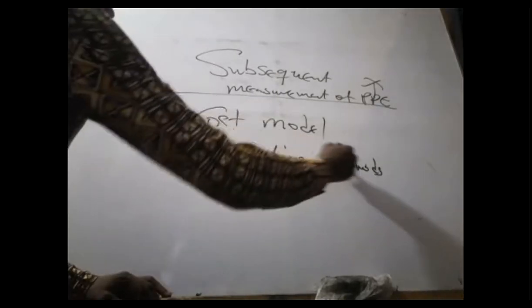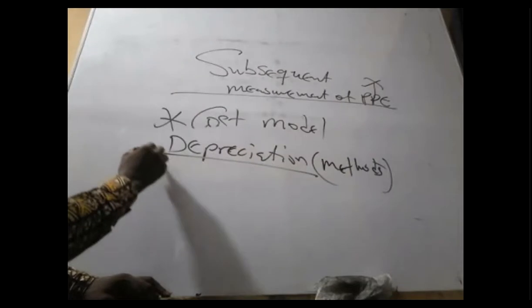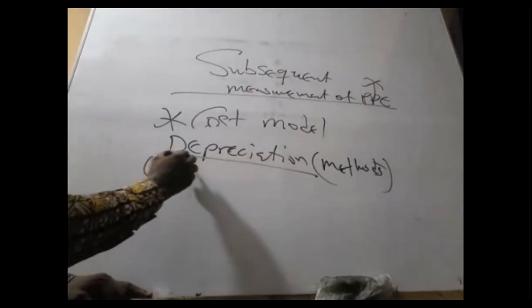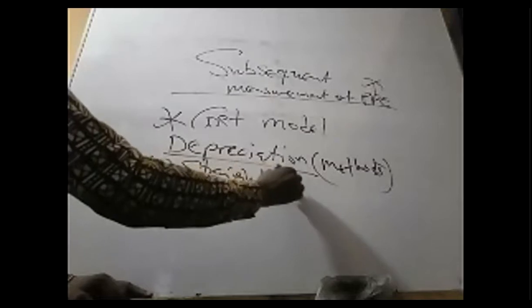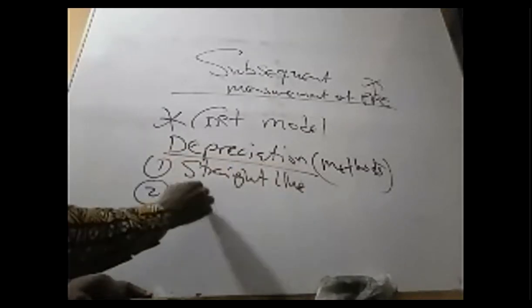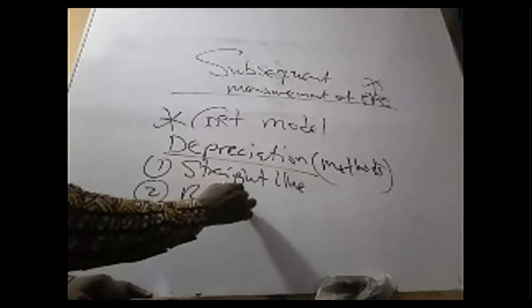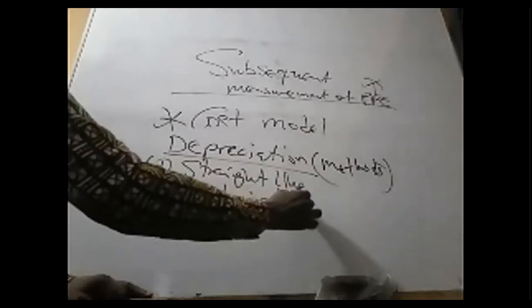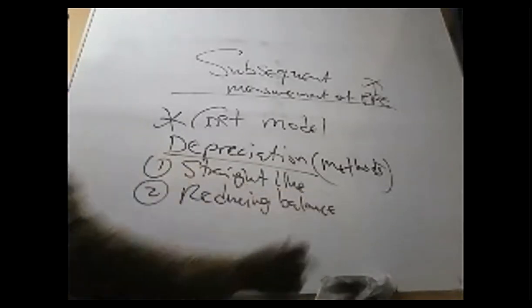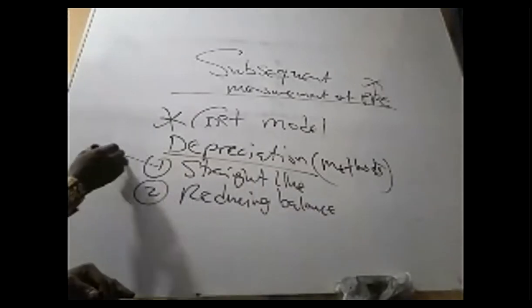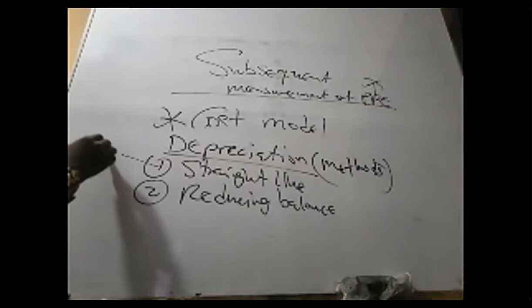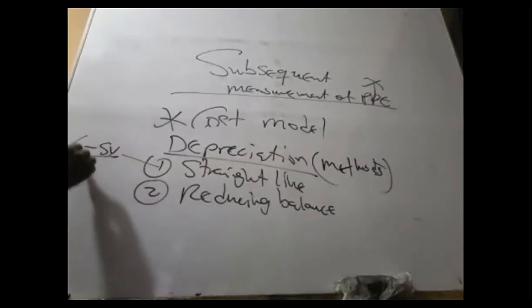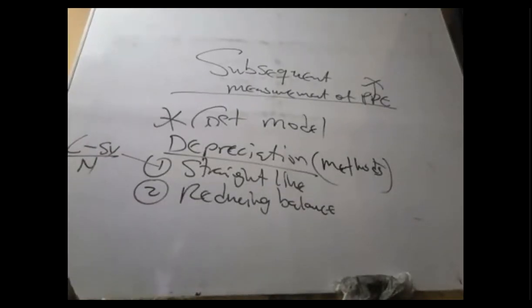Number 1, up to 5. We have the straight line method. 2, we have the reducing balance. So we should know how to calculate depreciation using the straight line: the cost of the asset less the scrap value, all over the number of years. That is the straight line method.